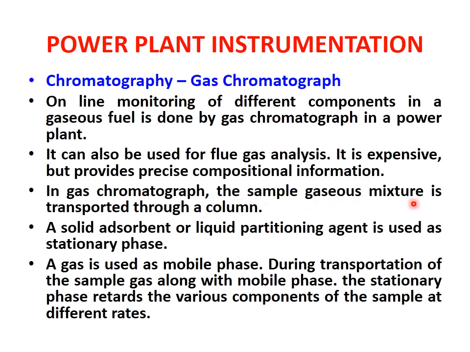In gas chromatograph, the sample gaseous mixture is transported through a column. A solid adsorbent or liquid partitioning agent is used as a stationary phase. A gas is used as mobile phase. During transportation of the sample gas along with mobile phase, the stationary phase retards the various components of the sample at different rates. So during the flow of the gas, when the chromatograph is plotted for a particular gas sample, if a stationary phase is there, then a solid adsorbent or liquid partitioning agent will be used, and the gas will be used as a mobile phase.